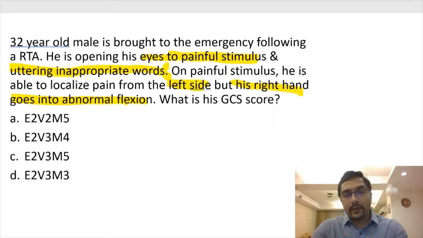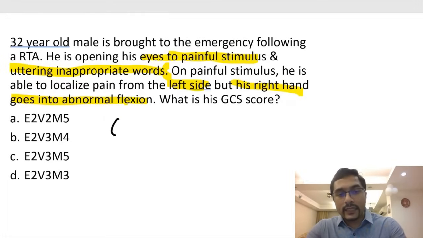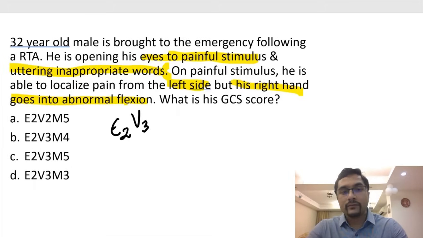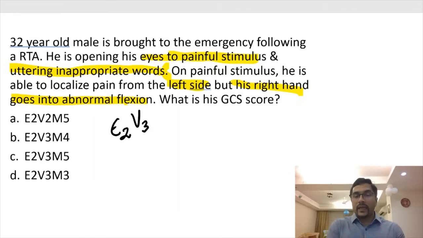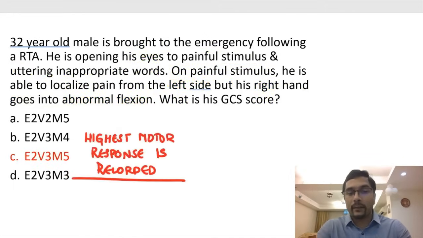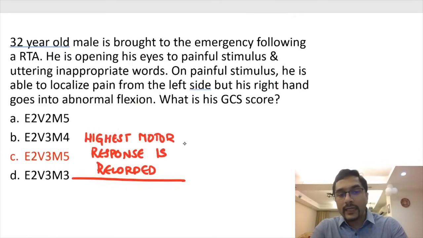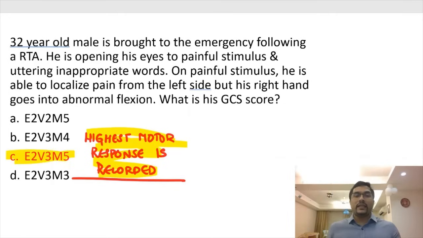Right? So please remember here we know that E painful stimulus is 2. Okay? Inappropriate words is going to be V3. And the patient is able to localize pain and the other hand is going into abnormal flexion. So the concept here which I want you to remember, which has been asked, is that the highest motor response is to be considered. So the correct answer is going to be E2, V3, M5. Highest motor response is always considered.